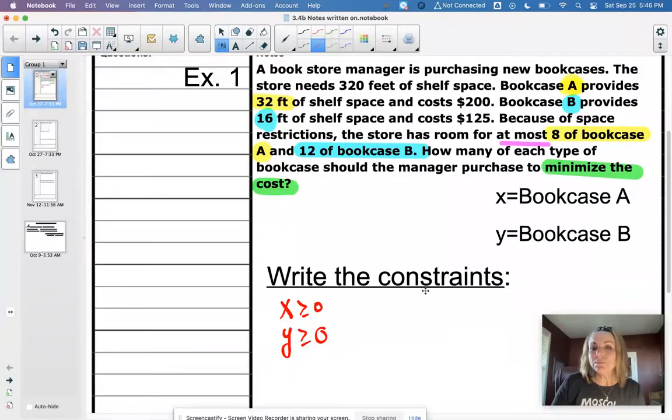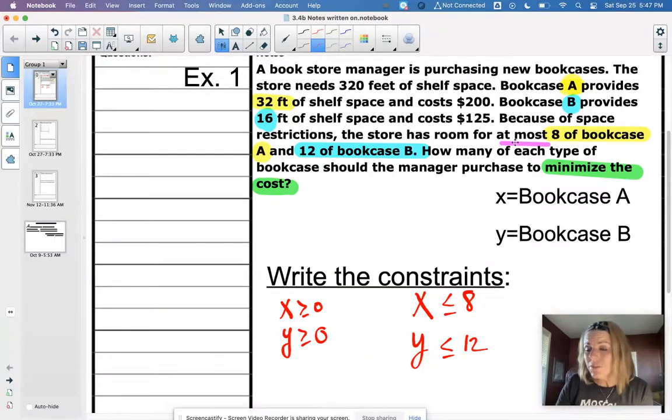So that means that for bookcase A, it has to be X less than or equal to 8, because I can only make 8 and not any more. At most, that's what we use as an inequality. Y looks like that. If it would have said at least, then the alligator would have been eating the X and the Y. But when it says it only has room for 8, then that's the maximum. So the alligator has to eat the maximum, which is the 8, and the alligator has to eat the 12.